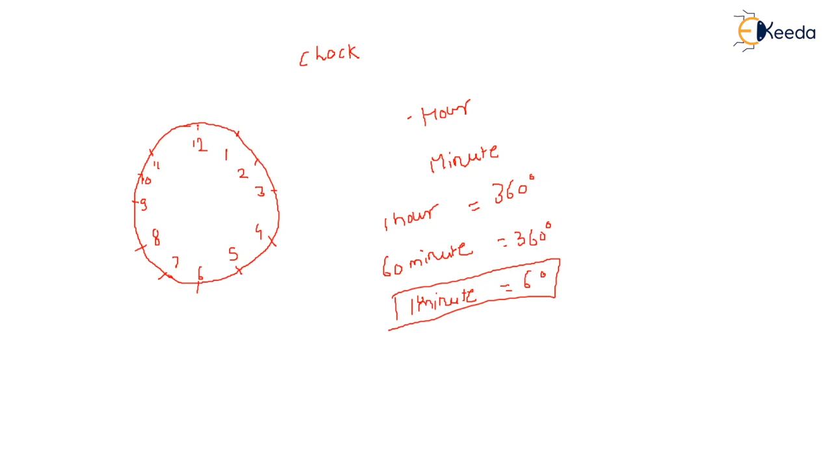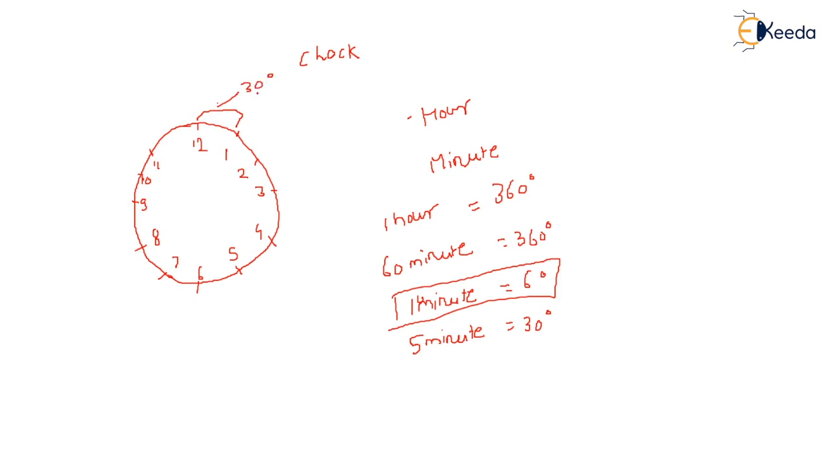So in 5 minutes, how many degrees will it cover? In 5 minutes, the minute hand will cover 30 degrees. We have seen this is a 5 minute gap, and there are 60 minutes. So the difference between 12 and 1, or 1 and 2, or anything is what?